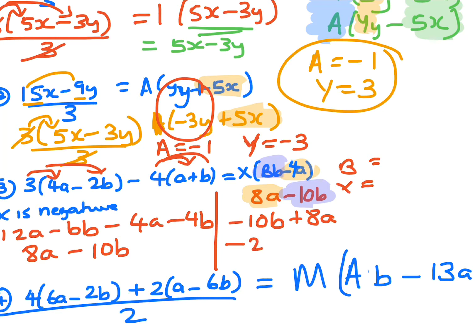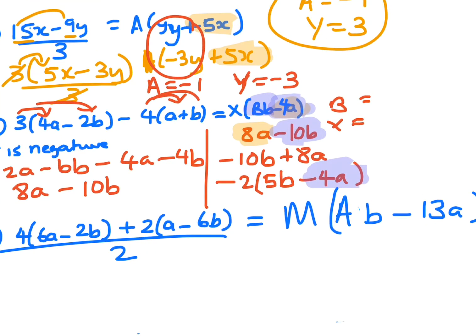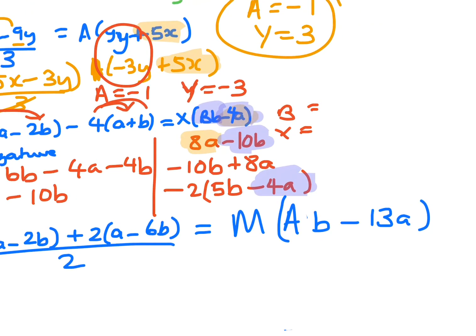So take out a minus 2. Minus 2 times 5 is 5B. Minus times a minus is a plus. That should be 4A. See, that's why when I was looking at it, I could see you needed a minus 4A to match with this minus 4A. Now that you have all that, you can now compare them.